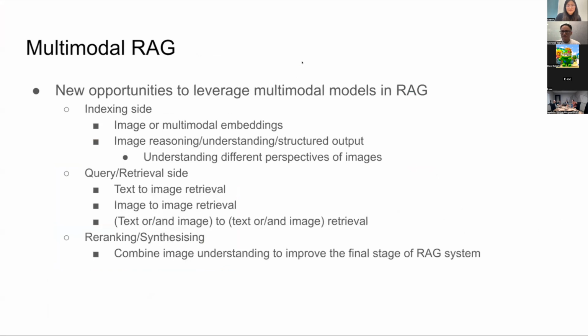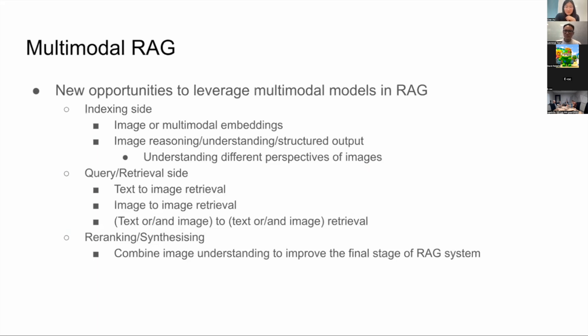Okay, so now let's talk about multimodal RAG. As multimodal models have grown in popularity, and some of these exciting releases like Gemini have come out recently, we've thought about new opportunities to actually leverage these models in building RAG. And this includes a few different aspects. One is indexing: how do you index both text and images? How do you do query and retrieval on both text and images? And how do you do re-ranking and synthesis?